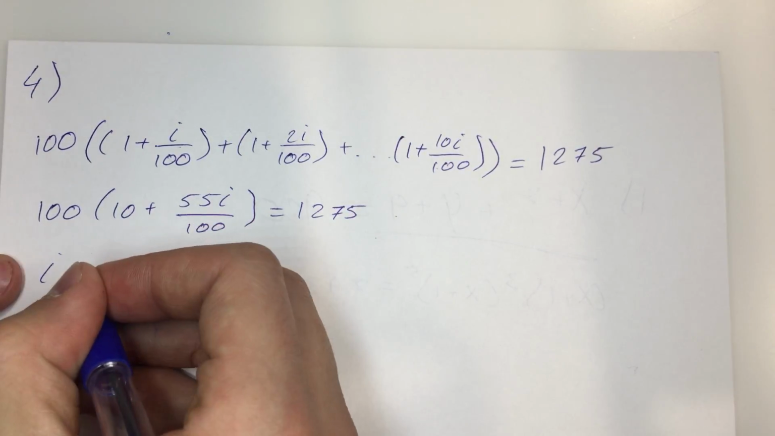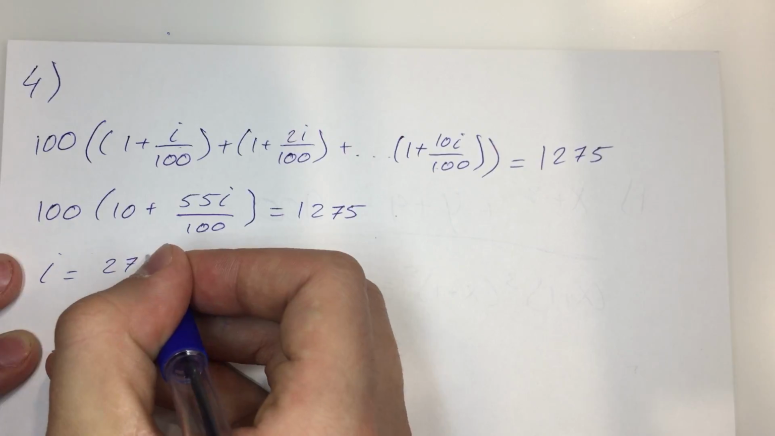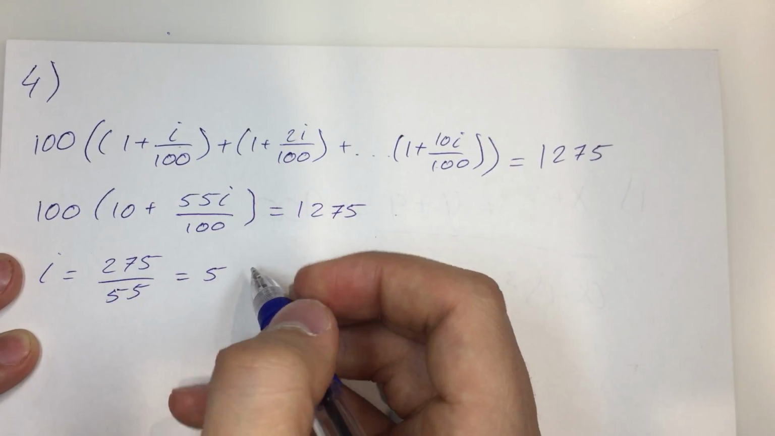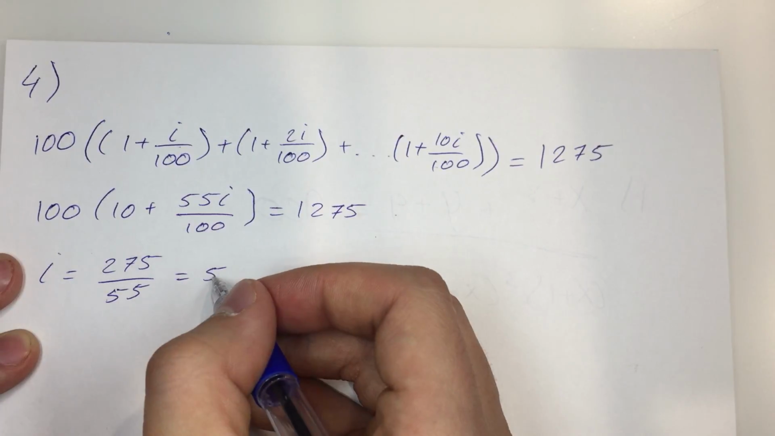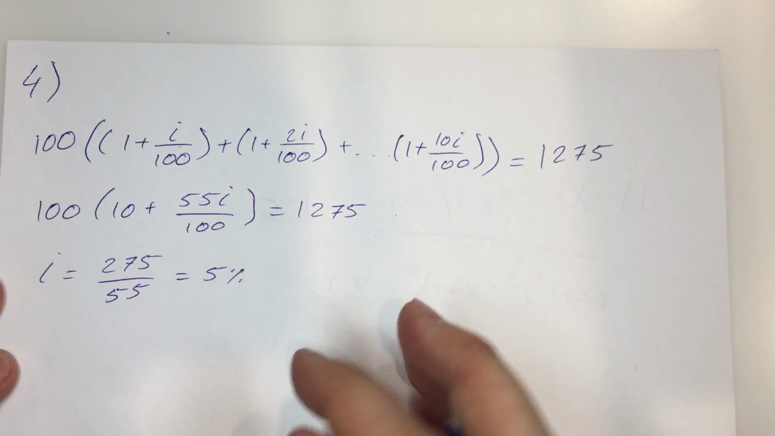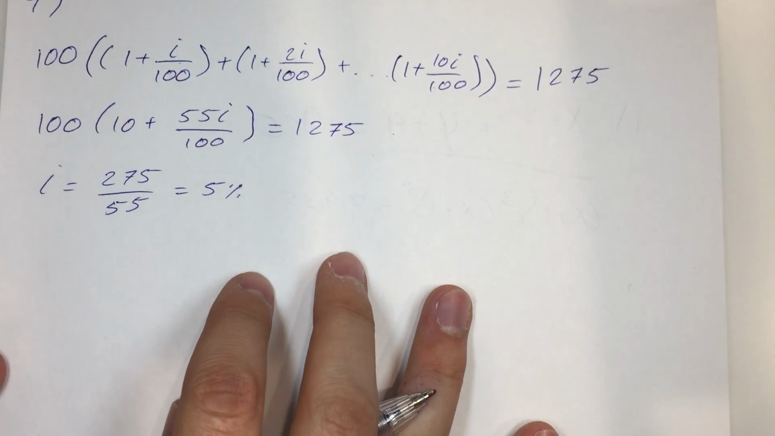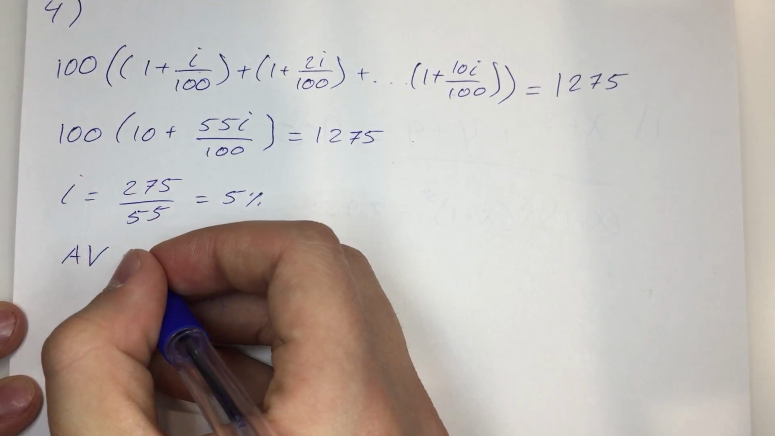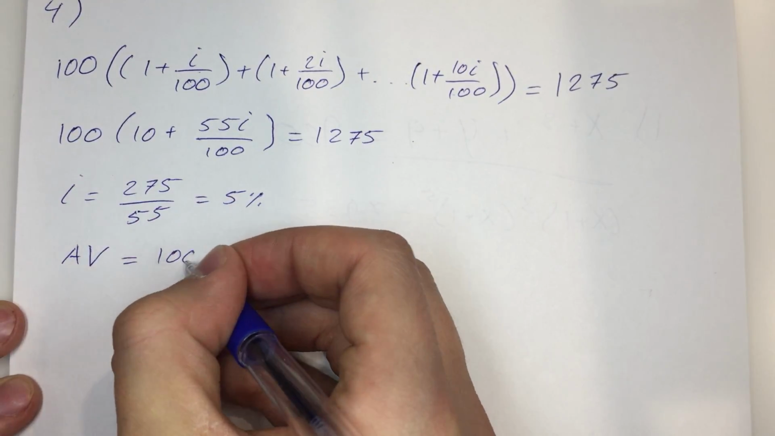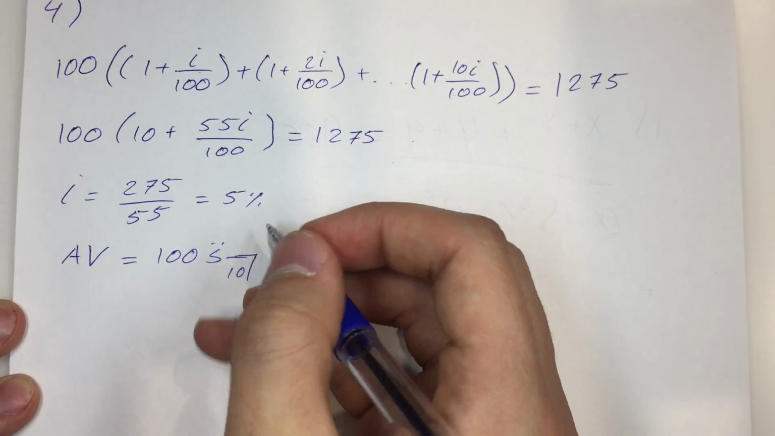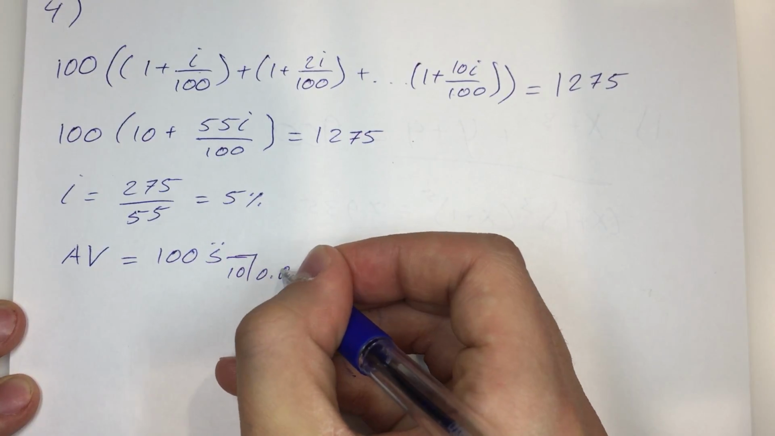Simply figuring out what i is, we have 275 divided by 55, which equals 5. And because we were dividing by 100 here, this 5 is a percent. Now, at a compound interest effective rate of 5%, the accumulated value, which is our AV, will equal 100 s-double-dot angle 10, because we're looking at 10 years, at an interest rate of 5%.